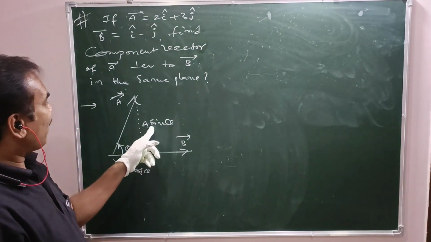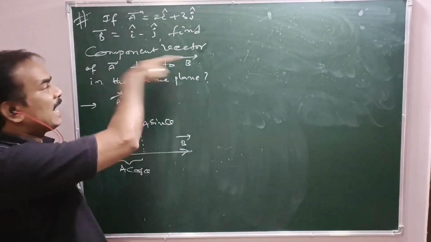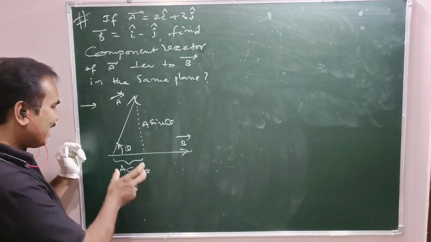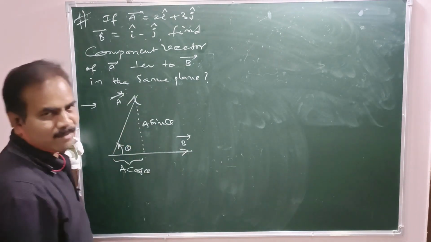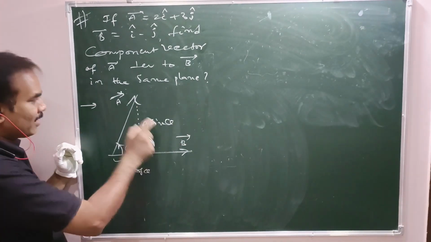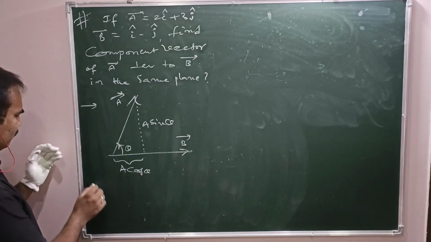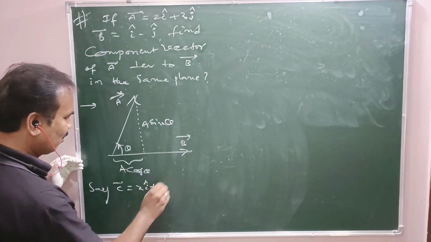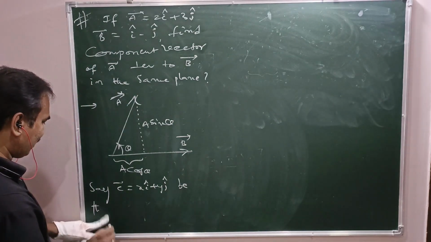In fact, it is a component. If it is multiplied by some unit vector, then that could be the required vector, which is the component vector of A bar perpendicular to B bar. See, A cos theta is in the direction of B bar, that is parallel to B bar. A sin theta is perpendicular to B bar. We need to find this vector, A sin theta vector, not scalar, vector. Now say C bar equals xi plus yj be the required vector.